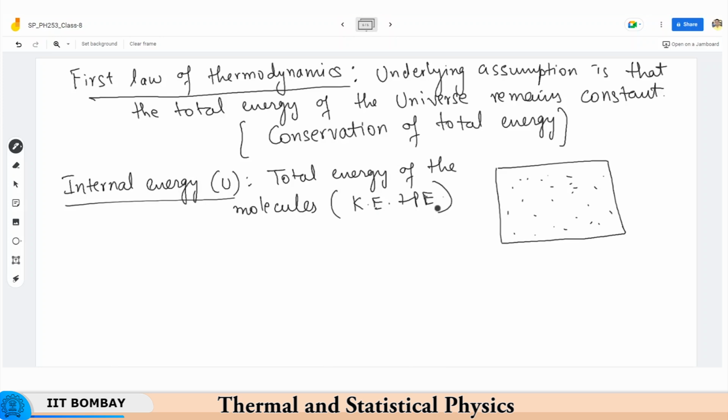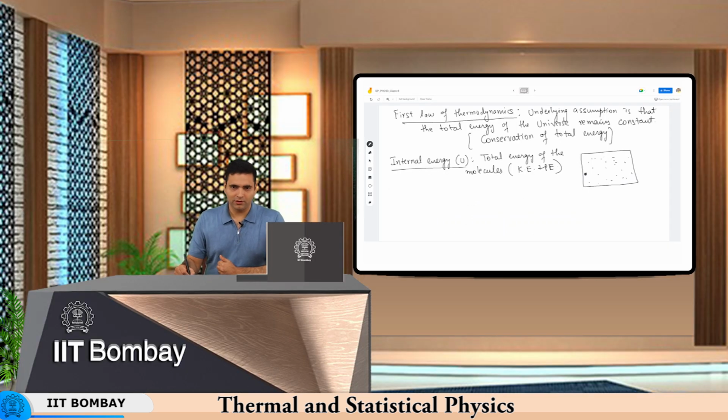So the total energy of any system, for example this pen, the total energy contained inside this pen is known as its internal energy. So now basically what is the first law? Let's apply this first law to this system. So according to first law, the statement of first law, or first law applied to a thermodynamic system.